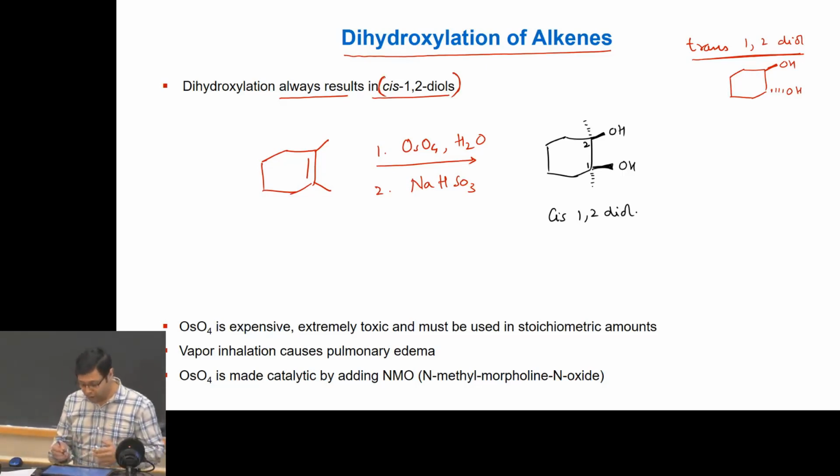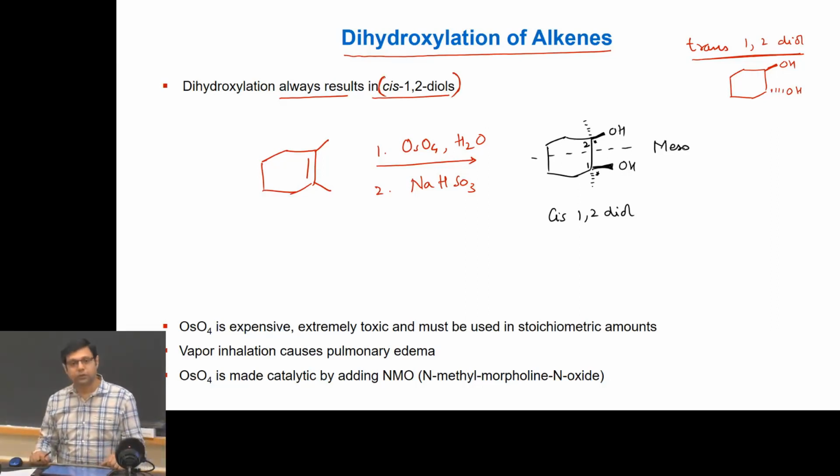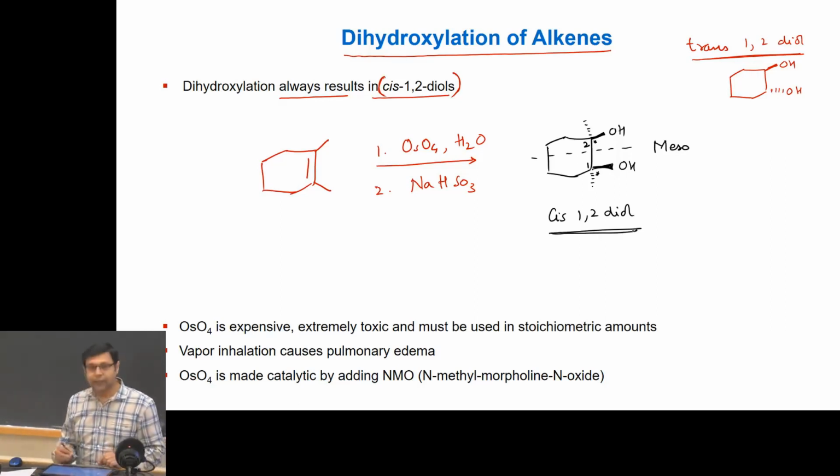And if you take a look at this product, you have two chiral centers, but you also have a plane of symmetry. So this is a meso compound. So dihydroxylation reaction will always result in a cis 1,2-diol. The reagents are osmium tetroxide with water followed by NaHSO3.